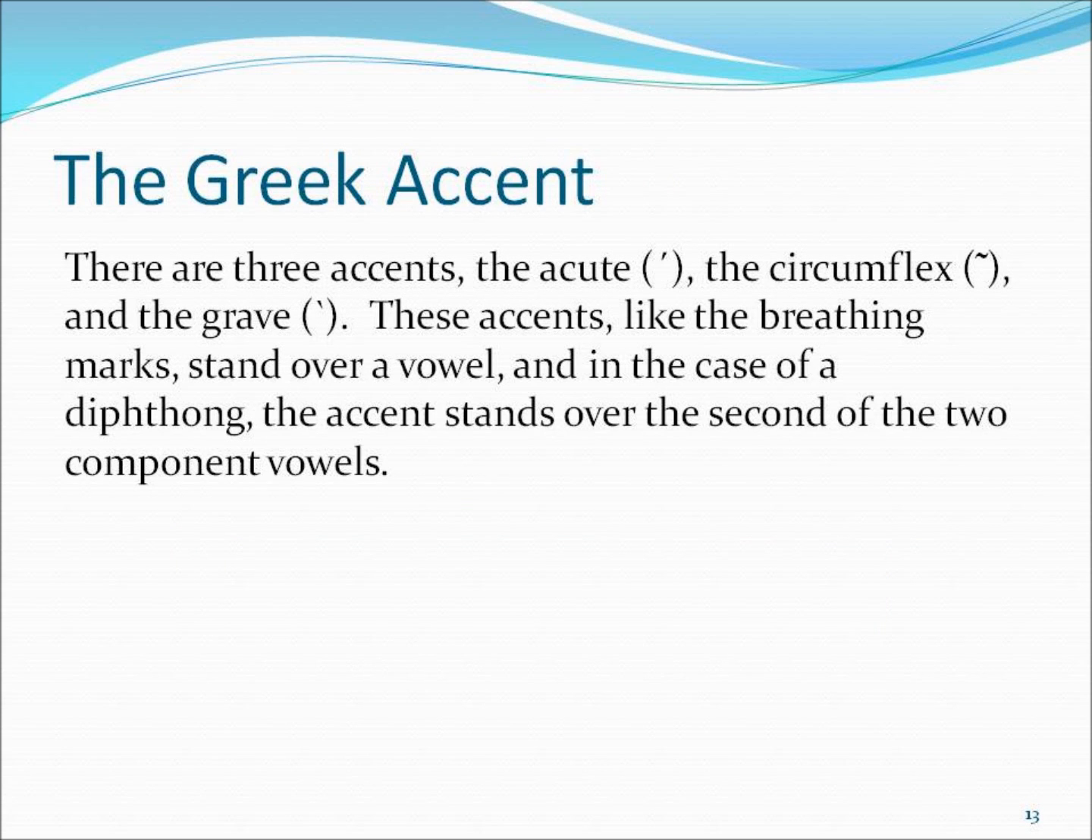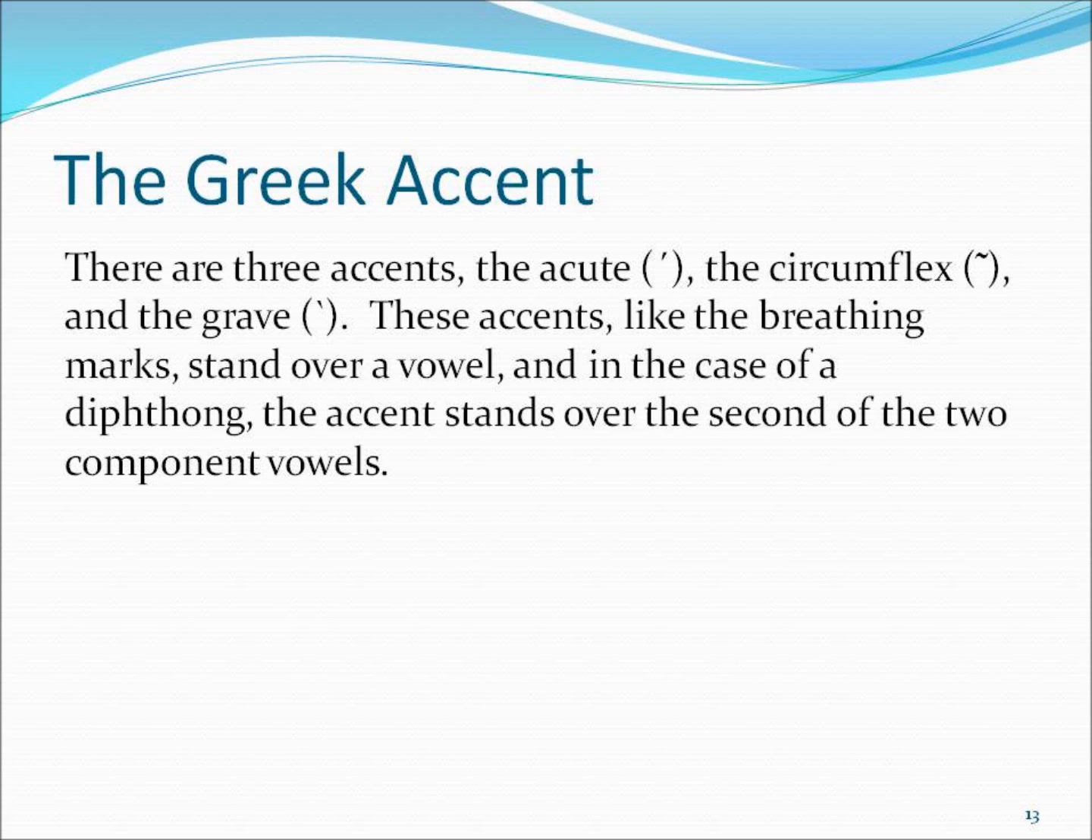It's also a good idea to familiarize yourself with Greek accents. Granted, if you're not going to study the rules of accenting, the accents themselves are going to be a minor point. But still, to become familiar with the three types of accents in the Greek language is a good thing to do.